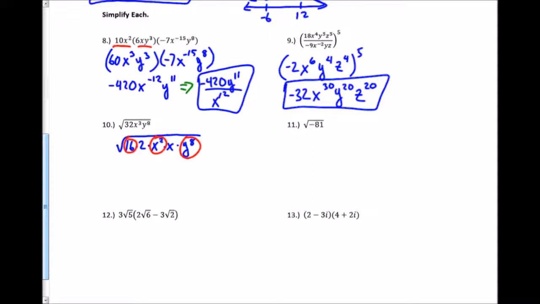The square root of 16 is a 4. The square root of x squared is an x. I'm assuming all variables are positive. The square root of y to the 8th is y to the 4th. And then still trapped under my square root is the 2 and the x. And that's it.